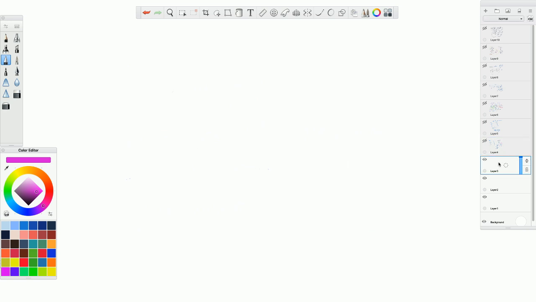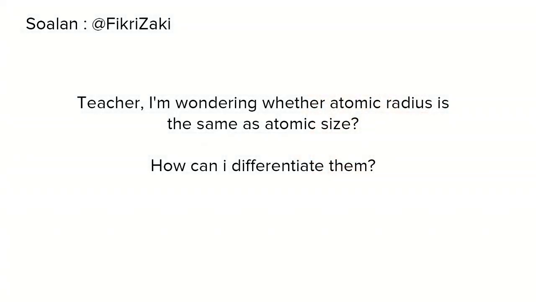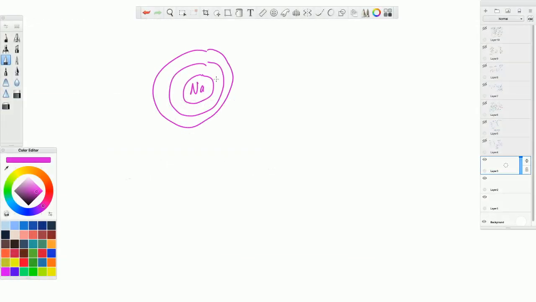Next question. Atomic radius is the same as atomic size. Yeah, it's the same. Atomic radius means, say this sodium 2,8,1, radius means from here to here lah. Size just means here to here. But they don't ask you compare atomic radius and atomic size. It's asking who is bigger, who is smaller. It's the same thing. So is there a next question? Atomic radius, atomic size, they're asking you who is bigger, who is smaller.